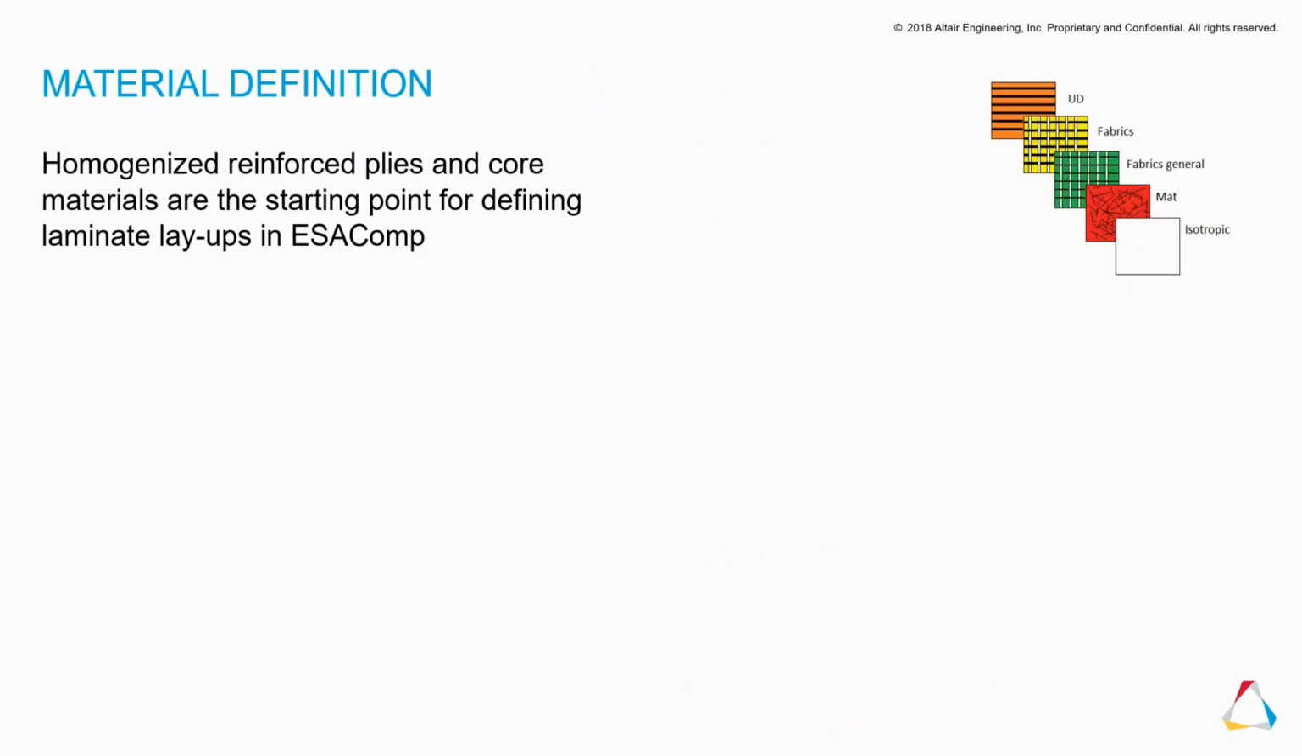The starting point in ESACOMP is usually the homogenized properties of a reinforced ply or core material, from which we then build on to continue to building laminate layups. We have a little bit of micromechanics capability to derive the homogenized properties from fiber and matrix properties, but that's not any of the core capabilities of ESACOMP. For that, we have other tools like Multiscale Designer.